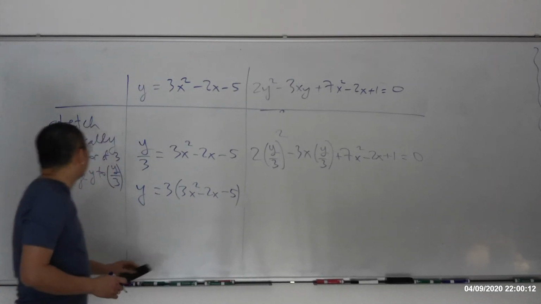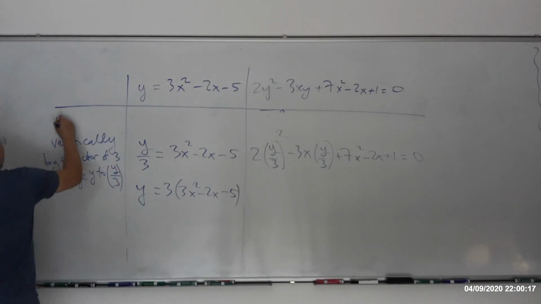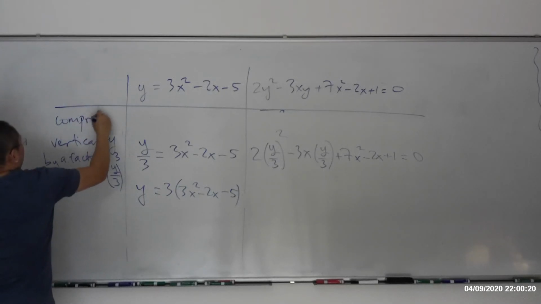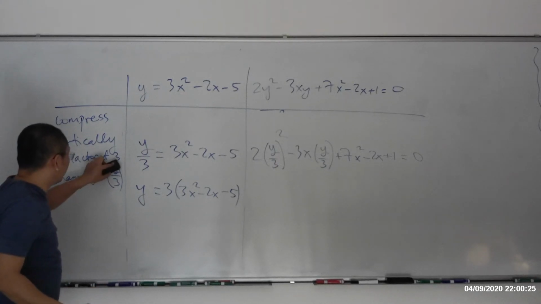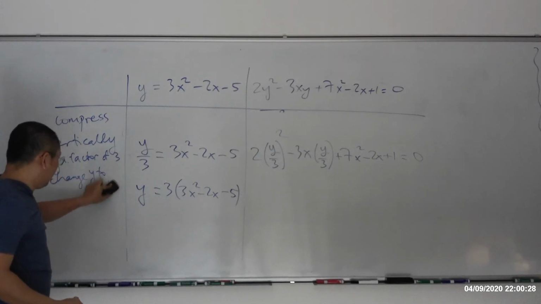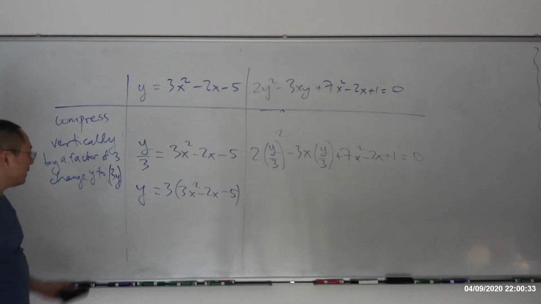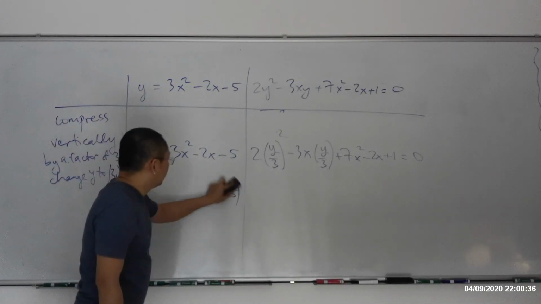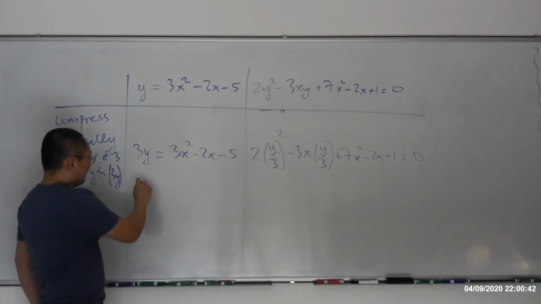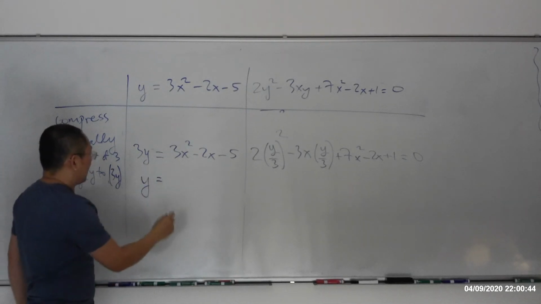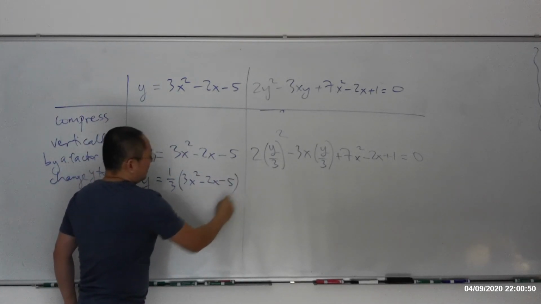Okay? And by similarity, what if I don't want to stretch? Instead, I want to compress vertically. I want to squeeze the graph vertically by a factor of 3. And then instead of dividing, we need to multiply by 3. Okay? Now the new graph is going to be this. 3y is equal to this, right? And again, our college algebra textbook, this way, divide both sides by 3. So 1/3, 3x squared minus 2x minus 5. Okay?